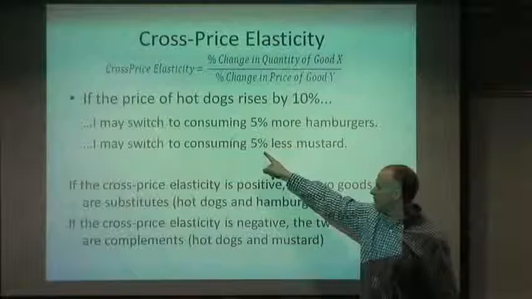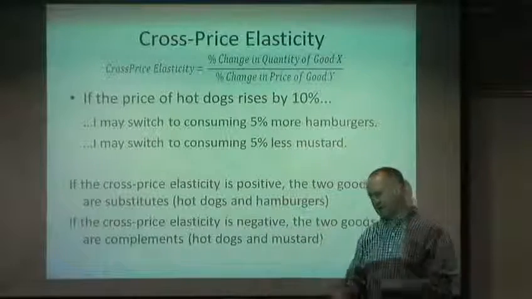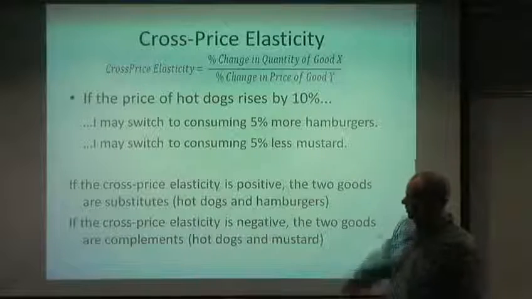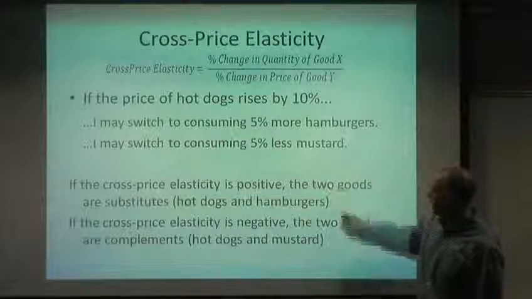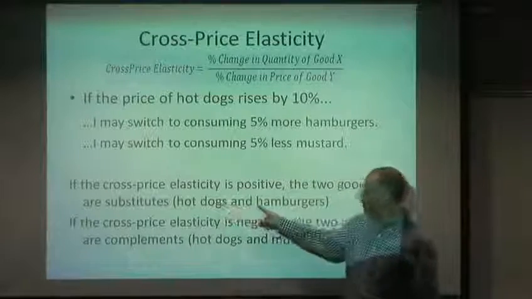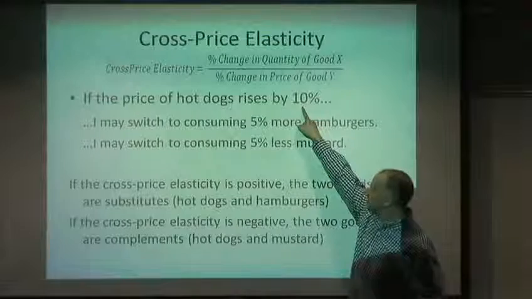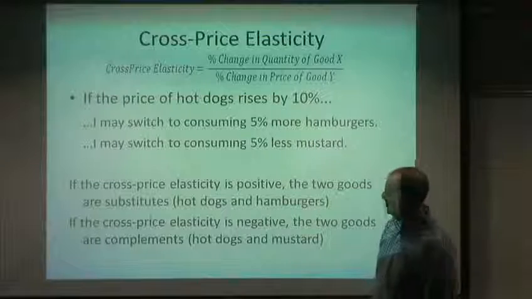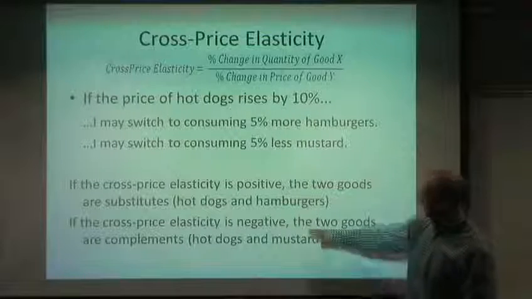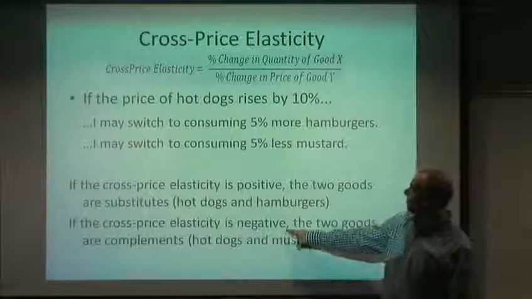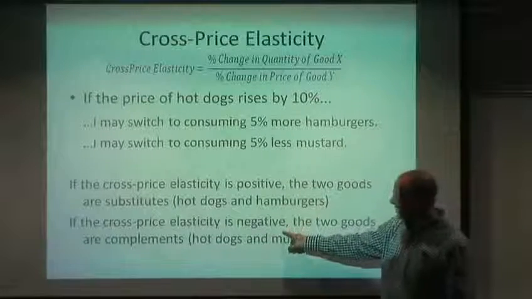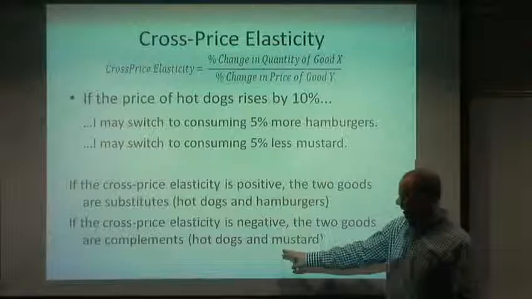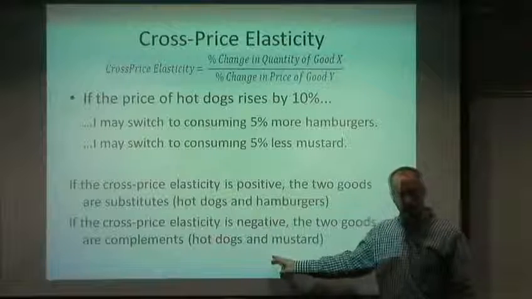Alternatively, I may switch to consuming 5% less mustard. Mustard goes on my hot dogs, I'm not buying as many hot dogs, so therefore I'm not going to buy as much mustard. If the cross-price elasticity is positive, the two goods are substitutes, hot dogs and hamburgers, right? So in this case, the cross-price elasticity of hamburgers is 5% over 10%. This will be 0.5. In the negative case, we have a 10% change in the price of good Y with a -5% change in the quantity of good X, mustard. That's going to be a negative number.